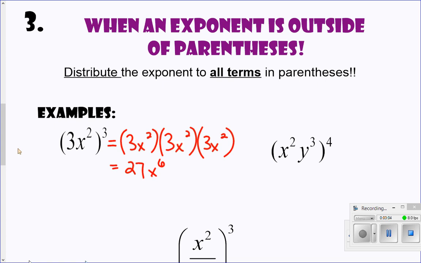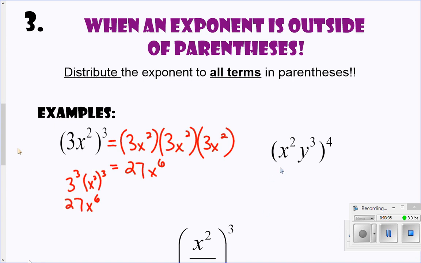The shortcut way of doing this problem, though, is by using the rule, which says I should distribute the exponent to all terms in the parentheses, meaning I'm going to distribute the exponent of 3 to the 3, and I'm going to distribute the exponent of 3 to the x squared. So 3 cubed is 27, and x squared cubed, we know to multiply the exponents. So that gives me x to the 6th. So 27x to the 6th. Either way, we do the problem.